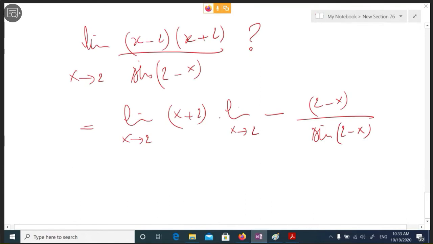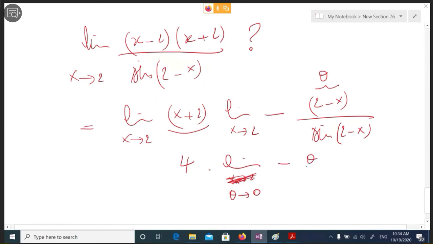Here x minus 2, so this 2 minus x, call it theta. So when x goes to 2, this will give me 4. Substitute, you will get 4. And here in the limit, when x goes to 2, what happens to theta? It goes to 0. So you replace x by 2, you will get 0. So I forget about x going to 2, and only keep theta going to 0.